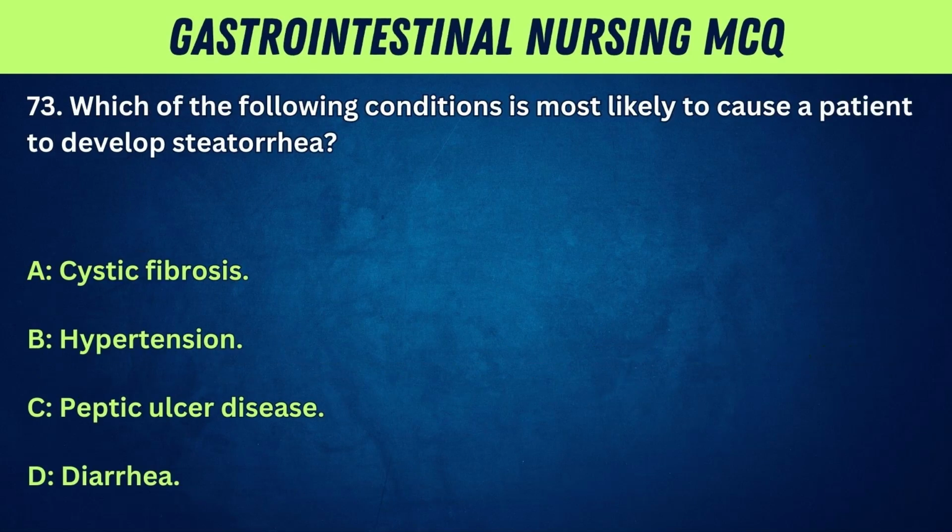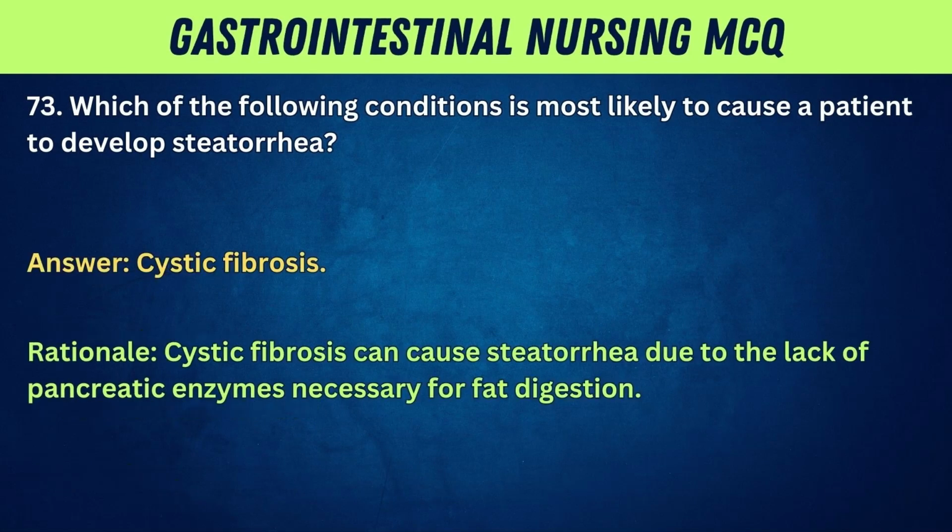73. Which of the following conditions is most likely to cause a patient to develop steatorrhea? A. Cystic fibrosis. B. Hypertension. C. Peptic ulcer disease. D. Diarrhea. Answer. Cystic fibrosis. Rationale. Cystic fibrosis can cause steatorrhea due to the lack of pancreatic enzymes necessary for fat digestion.